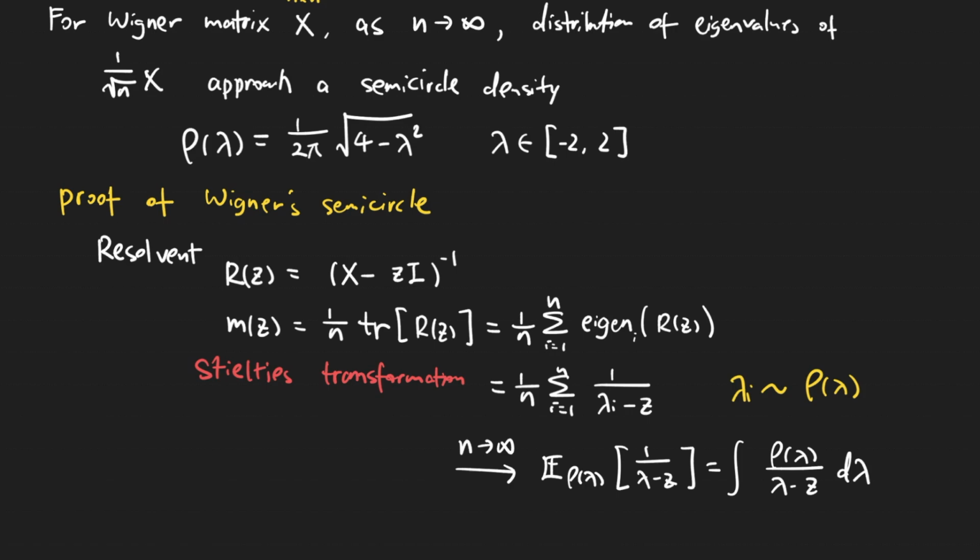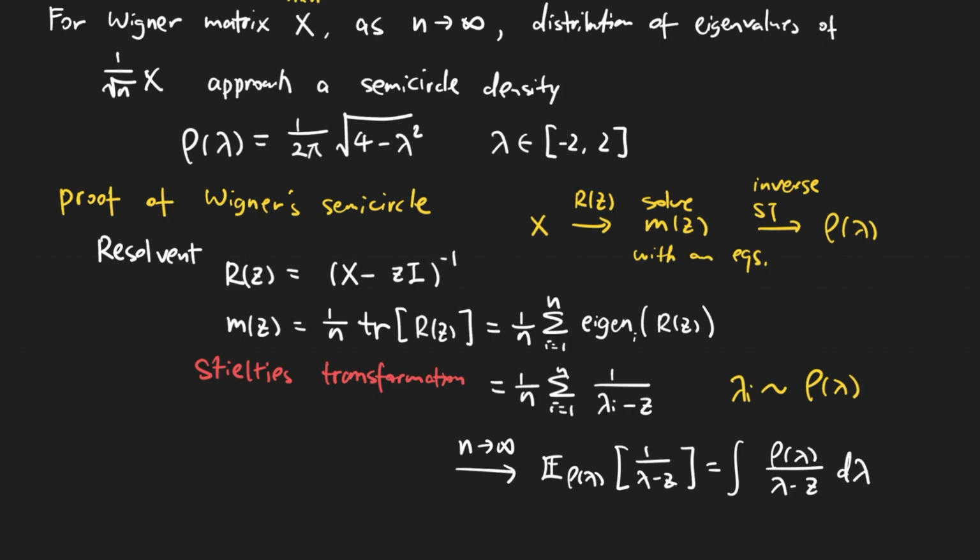So the big picture for the proof is that we start with the random matrix X, then we want to solve for m of z with an equation, from which we will use the resolvent R of z to obtain the relationship for m of z. Then we can use the inverse transformation, the inverse Stieltjes transformation, to get the density function rho of lambda. So that's the idea for this derivation.